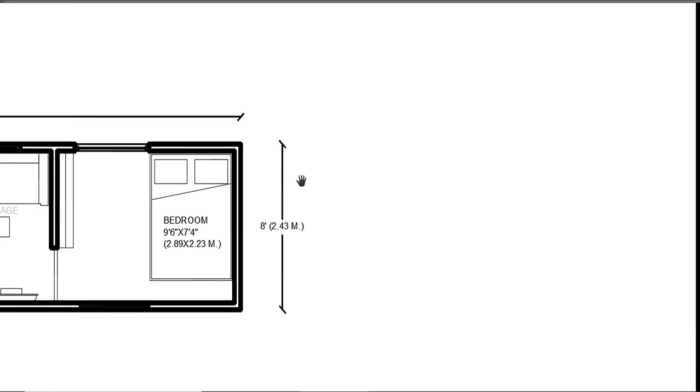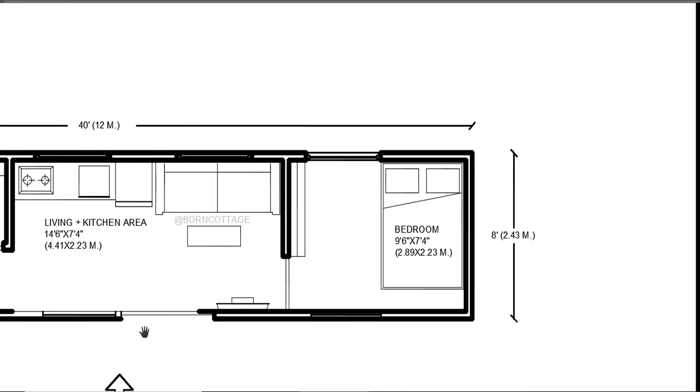This is the floor plan of the house. There is a 40 feet shipping container. The total area I have taken is the length is 40 feet, in meters 12 meters, and the width is 8 feet, in meters 2.43 meters. In the front we have a door here. After that we'll go inside.